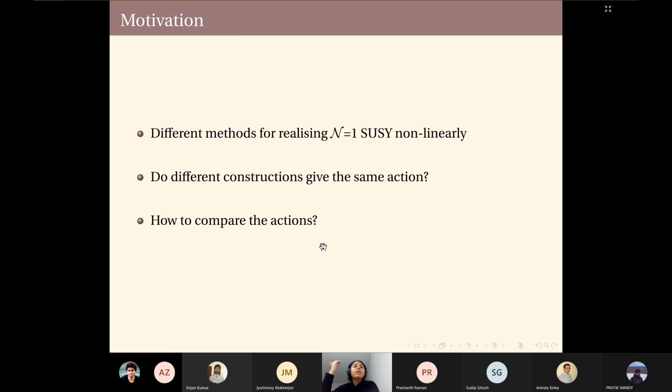The main points that motivate this talk are, firstly, what are the different methods for realizing supersymmetry nonlinearly? And once we have the different actions, we would want to know if they are physically the same or if they are actually different. Since these actions can be quite complicated and ugly, it's not so easy to compare them. Also, since they have been constructed by different groups of researchers, they have their own conventions and notations. So I will talk about how to compare these actions.